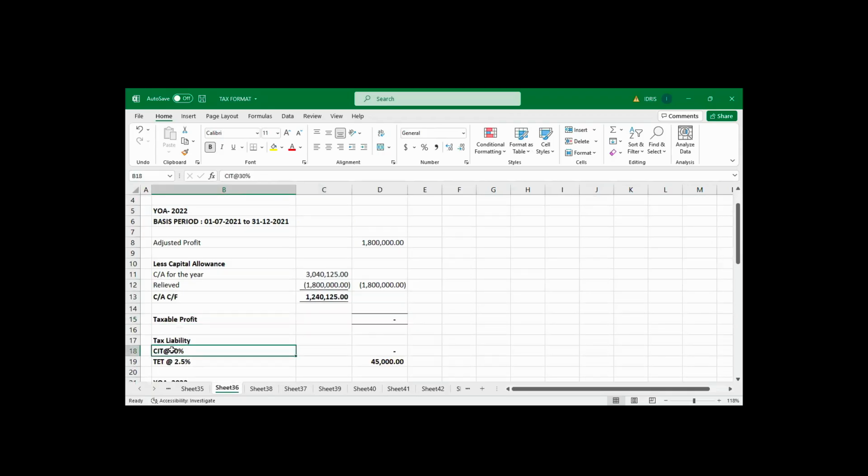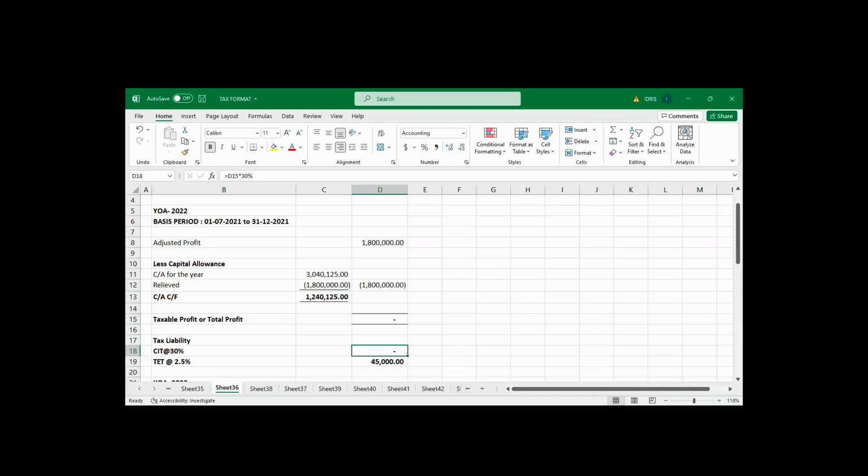Company income tax is computed on what profit? On assessable profit. It's taxed on total profit, sir. On total profit. Another name for total profit is taxable profit. This taxable profit is otherwise called total profit. So we don't have any total profit. So our company income tax is going to be what?